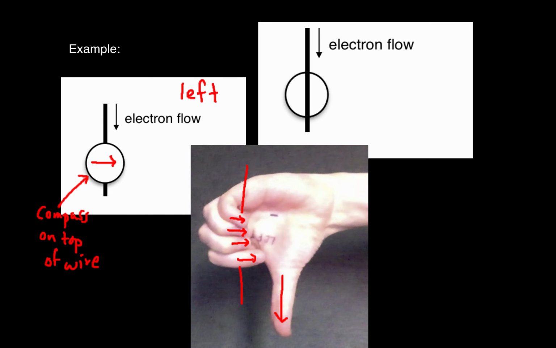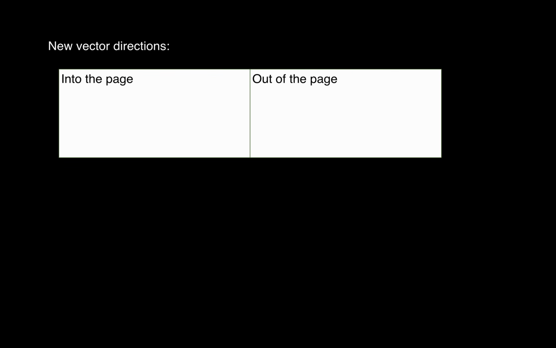But the magnetic field wraps around the wire. And behind the wire, our fingers move to the left. So we know behind the wire, the magnetic field will be to the left. In the past, we used vector directions such as up, down, left, and right. But since magnetic fields are three-dimensional, we need two more vector directions. These are into the page and out of the page.